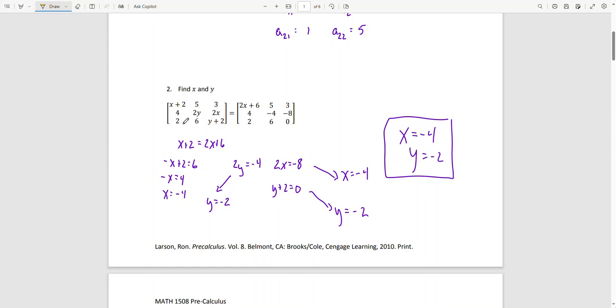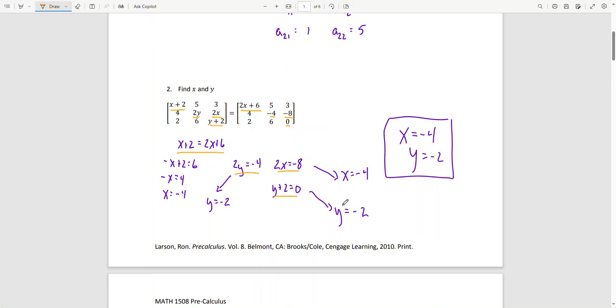Okay, so now we can put this together and find different values. A little more creative than the last one. Row 1, column 1 is x plus 2. Row 1, column 1 is 2x plus 6. They must be the same. 2y must be equal to -4. 2x must be equal to -8. y plus 2 must be equal to 0. And so we have 4 equations here.